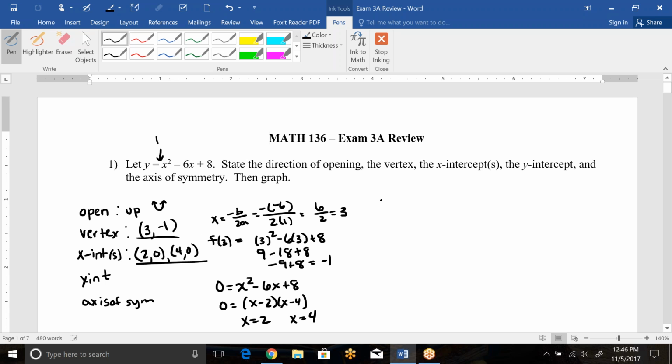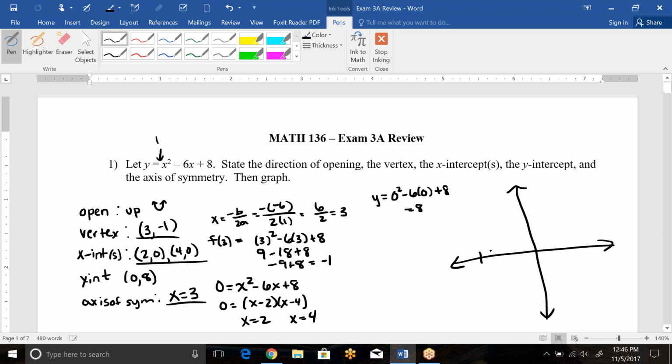The y-intercept, you plug in 0 for all the x's. So this is 0 squared minus 6 times 0 plus 8. So that's just going to be 8. So 0, 8. And then your axis of symmetry is always a vertical line that goes through the vertex. So it's x equals 3, because x equals a number is a vertical line, and that is the x coordinate of the vertex. So once we have all of our information, we want to graph this.